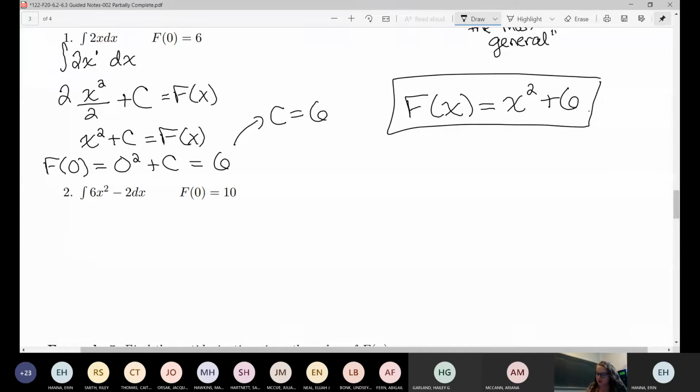If we want the most general antiderivative, that 6 comes along for the ride. Then we need the antiderivative of x squared, so that's our anti-power rule. We add 1 to the power and divide by the new power. Then we have to subtract the antiderivative of 2, which is 2x, and then plus C is our antiderivative. We can, of course, take that 6 divided by 3 and reduce it to 2.